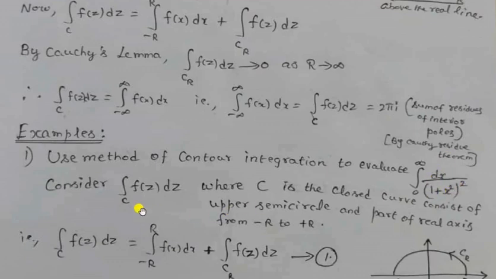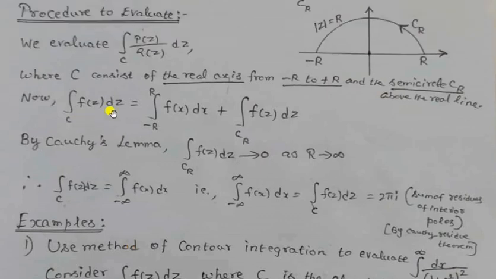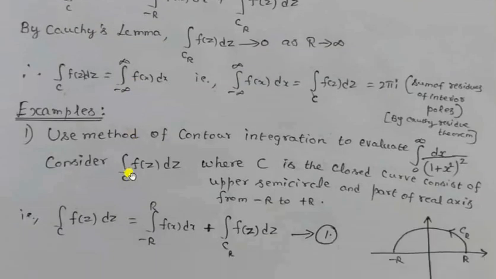So now first I have to start with how to start with this integration over C of p of z by q of z dz. Wherever x is there, I have to take that x as z. So consider the contour C. The contour C is a closed curve consisting of upper semicircle and part of real axis from minus R to R. So this is the contour with which we are going to evaluate the integration of this type.